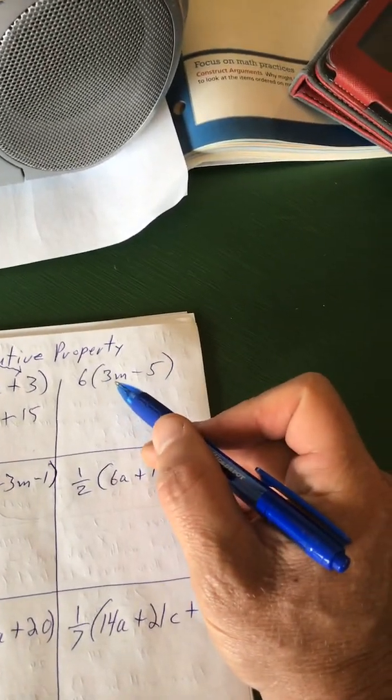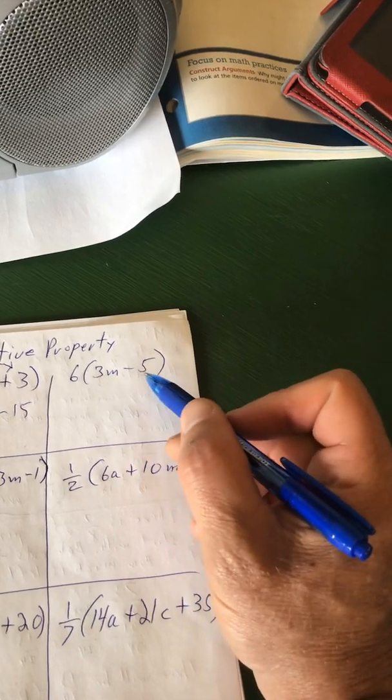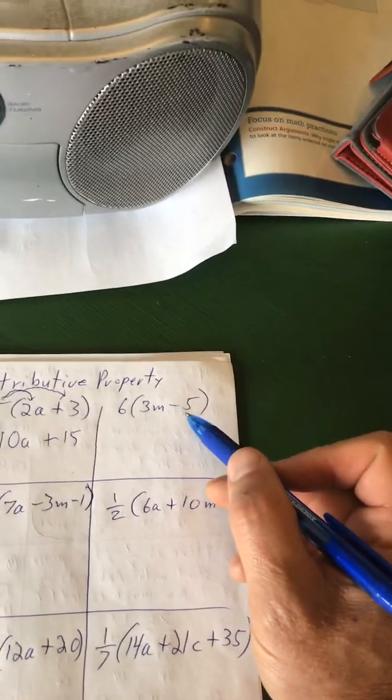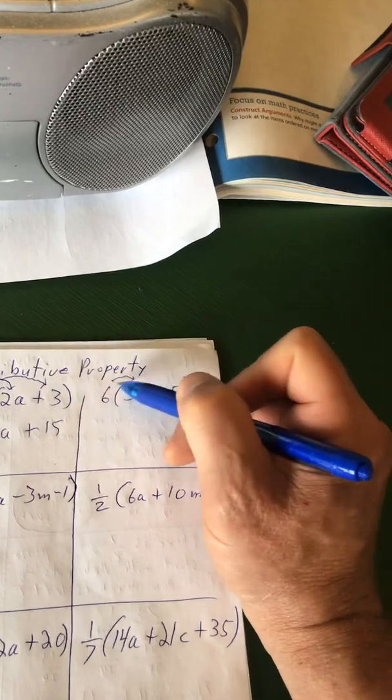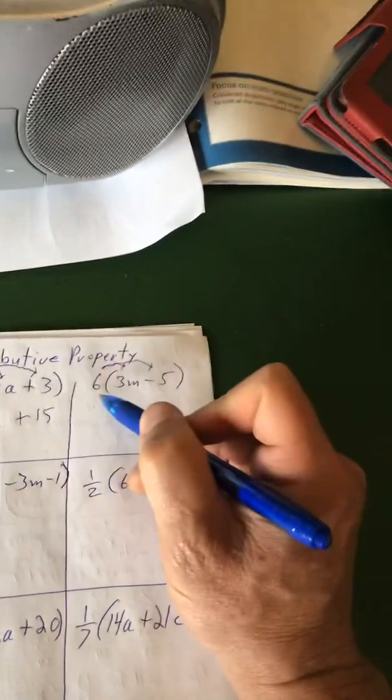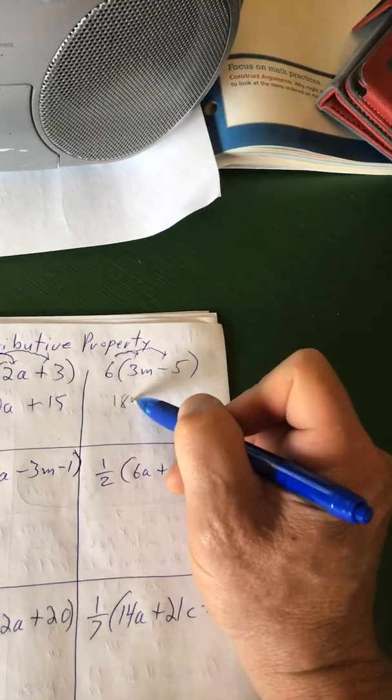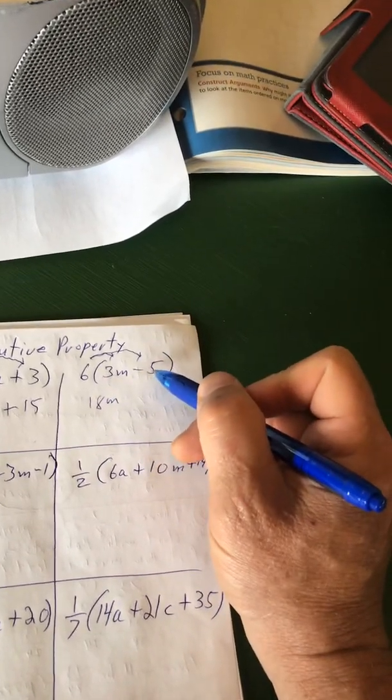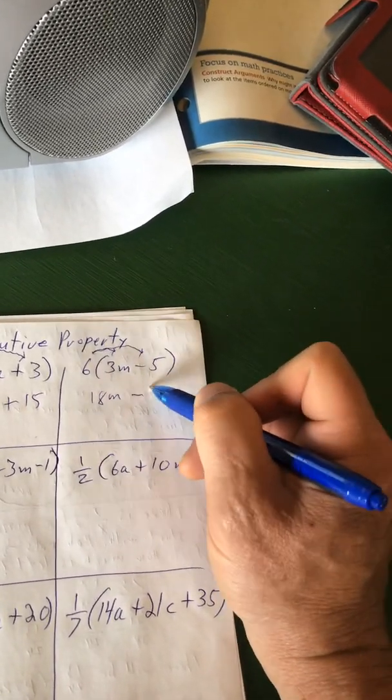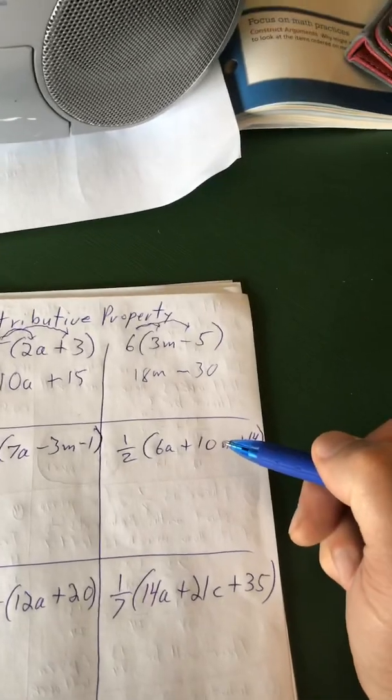6 times the difference of 3m and 5. So each of these gets multiplied by 6. 6 times 3m is 18m. 6 times negative 5, or minus 5, is going to be minus 30. So again, make sure you hit pause.